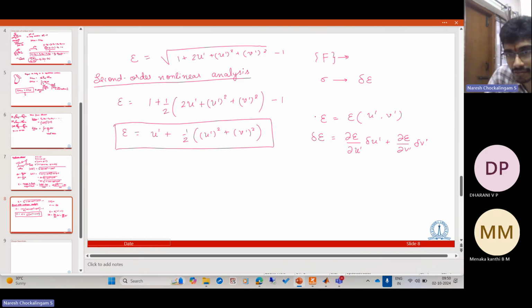So you are interested in some differential change in the strain. So it is just this. So what is del epsilon? It is del u dash plus, that's a half, and then this differentiated with respect to u dash is just 1 multiplied by del u dash, which is this. Here again do the same thing. So this differentiated with respect to u dash, you get 2 u dash del u dash plus 2 v dash del v dash. So the change in strain is actually del u dash plus u dash del u dash plus v dash del v dash.